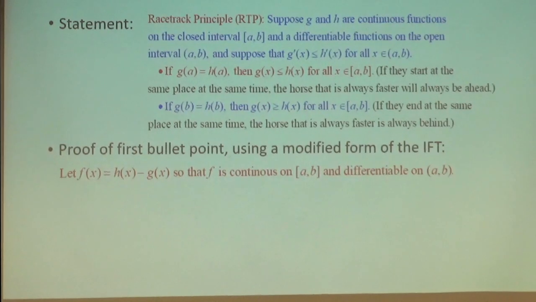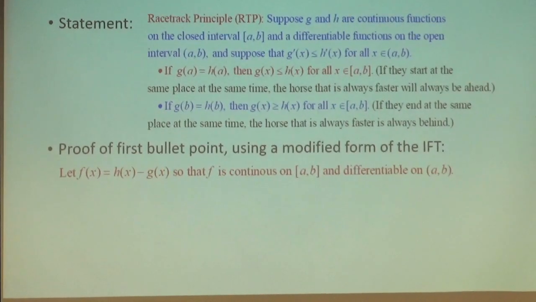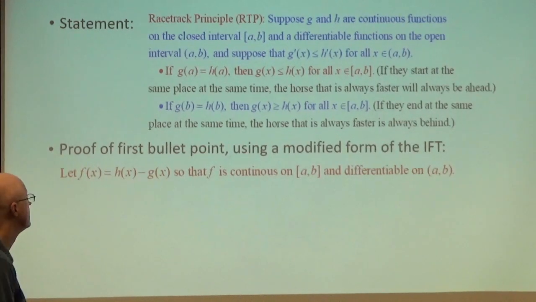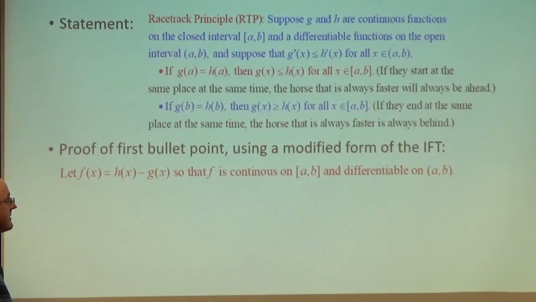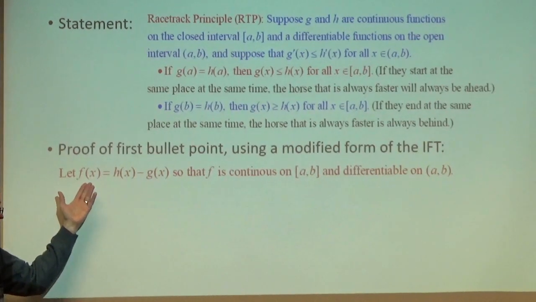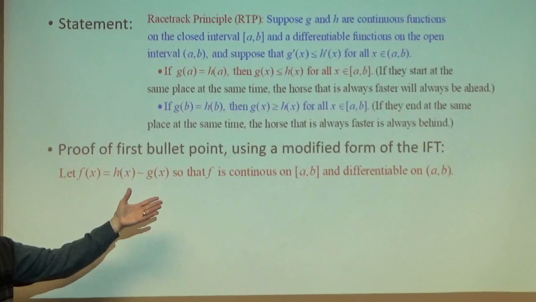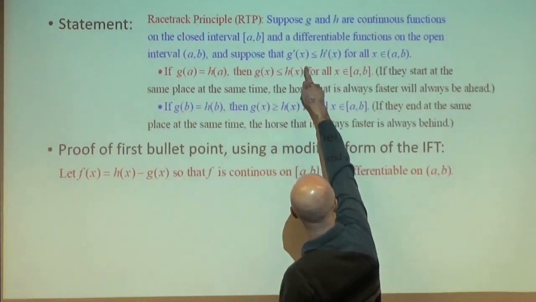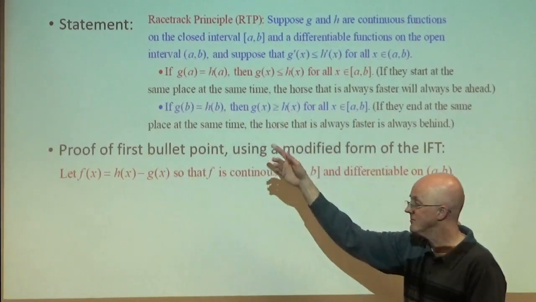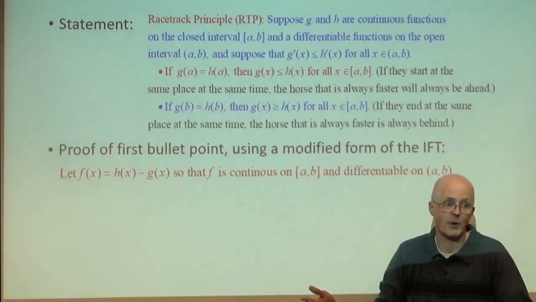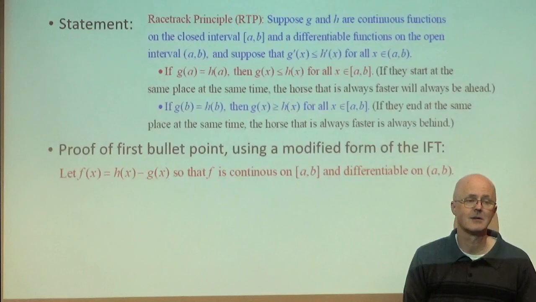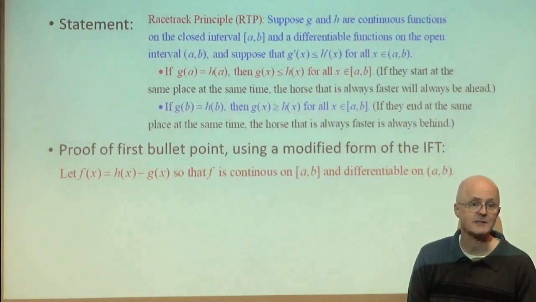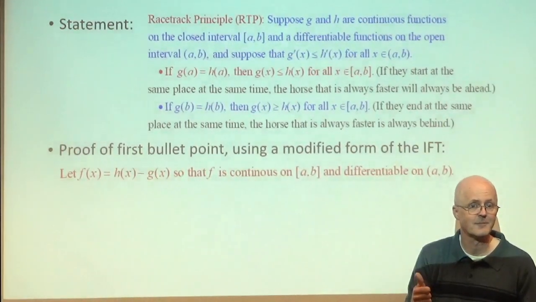Okay? Define a new function, and we're hoping we can apply the increasing function theorem to that function. F of x equals h of x minus g of x. Why did I do it that way? Because, well, then f prime will be h prime minus g prime. I'm assuming g prime is less than or equal to h prime, so h prime minus g prime will be greater than or equal to 0. And f will be increasing, and I hope that finishes it.